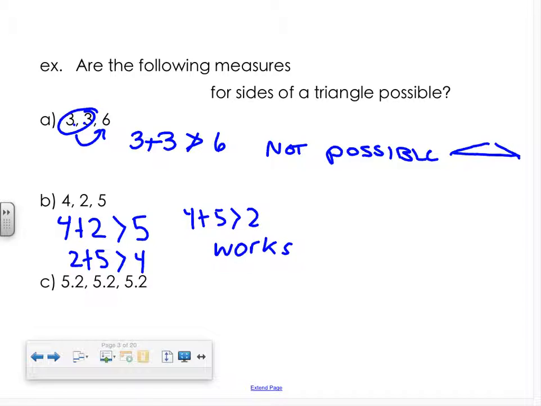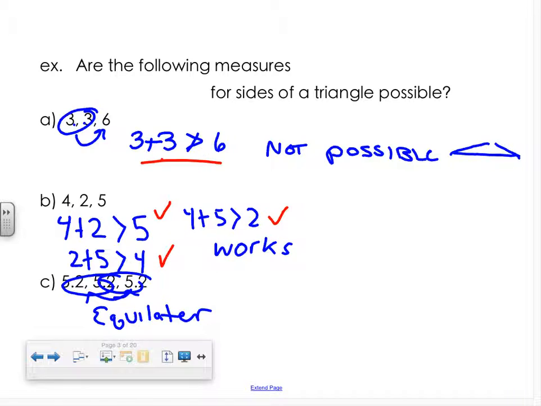For C, this is going to work also because if you add these two together, it's greater than 5.2, and any combination you do, it will work. And we actually know what type of triangle this is. This is equilateral. So that's okay. So just notice how you justify. You have to add up two sides and see whether it's greater than the third, and you have to show either every combination, like all 3, or just show one that contradicts it and makes it not possible. Okay, so I'm going to have you try one now. And Edpuzzle will ask you a question to enter.